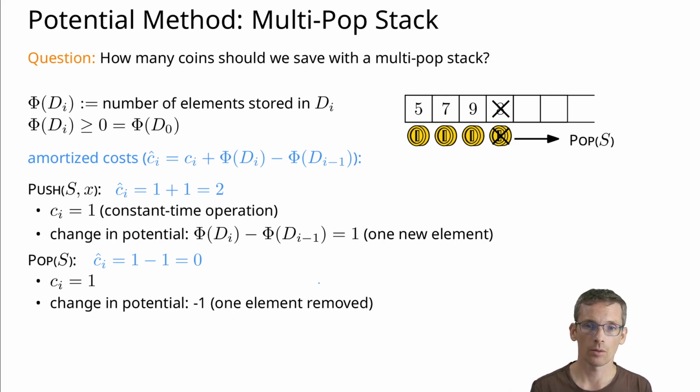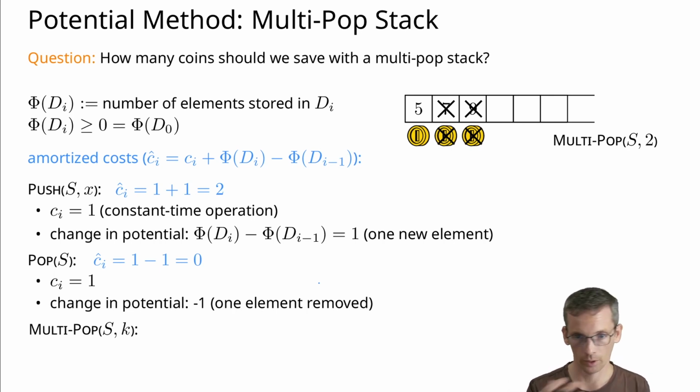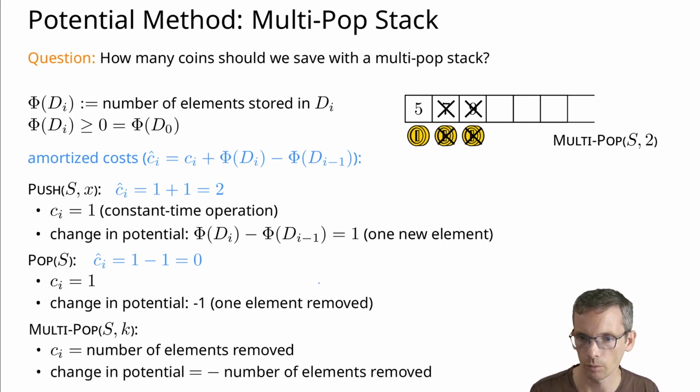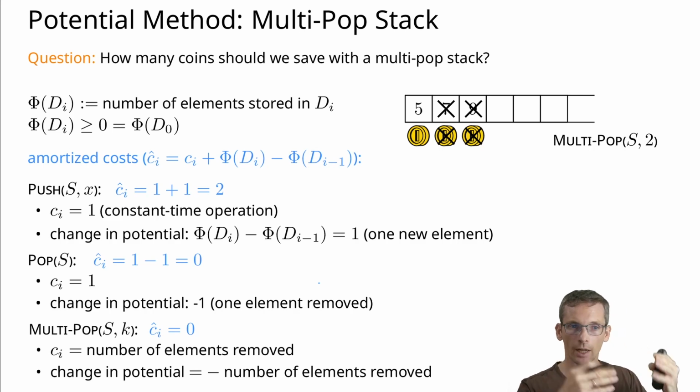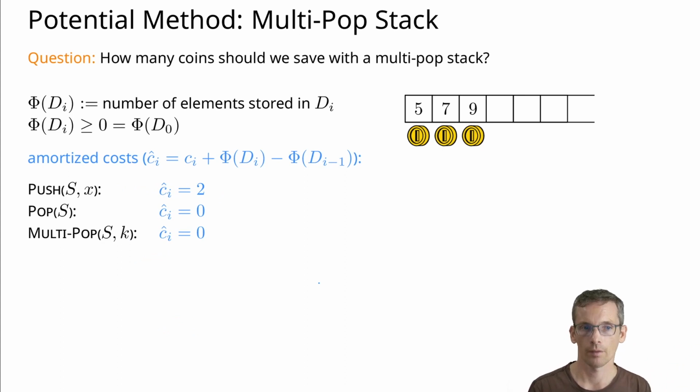Let's do multi-pop. In multi-pop, we, for instance, here remove 2 elements. So the actual cost corresponds to the number of elements removed. And the potential drops by the number of elements that I'm removing, so the change in potential is minus the number of elements removed. Again, actual cost plus change in potential is 0. We defined the potential as the number of elements stored in Di, and we derived that the amortized costs are 2, 0, and 0, so they are all constant.